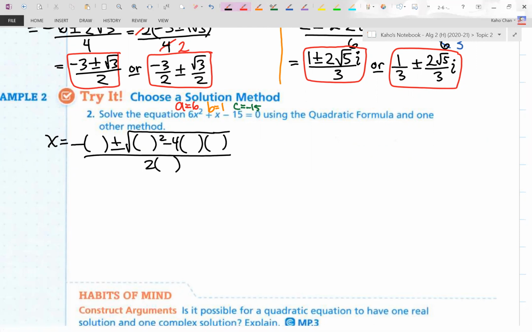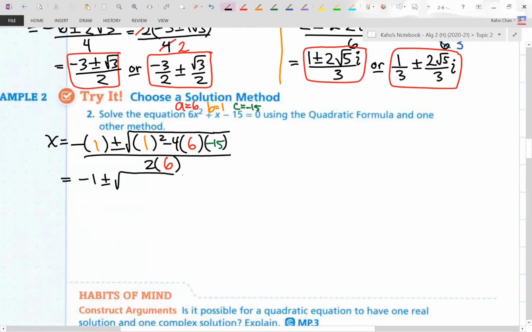Let's plug it in. B is 1. A is 6. And C is negative 15. Interesting. Negative 1 plus or minus the square root of 1. Now, this is a big number. 4 times 6 is 24. 24 times 15 is 360. I know. How did I get that so fast? I have the answer in front of me right now. Aha. And then add the 1 to it.